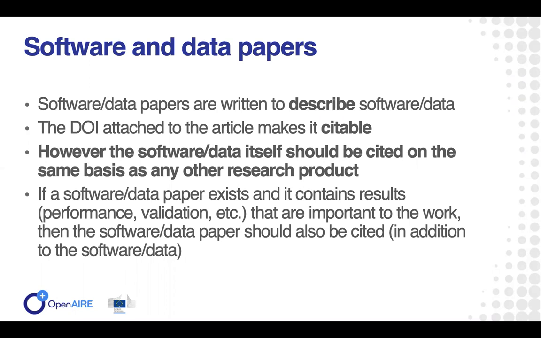However, the software and the data itself should be cited on the same basis as another research product if they are available. So if a software or data paper exists and it contains results that are important to the work, then the software and data paper should also be cited in addition to the software and data. It is not always the case that you have the software paper and also the software shared, okay? So in this case, please cite the software paper. If instead the software or the dataset is provided separately as a specific resource, you should cite that instead.